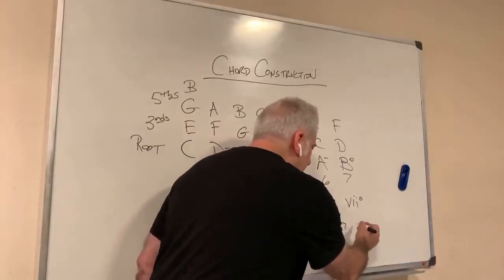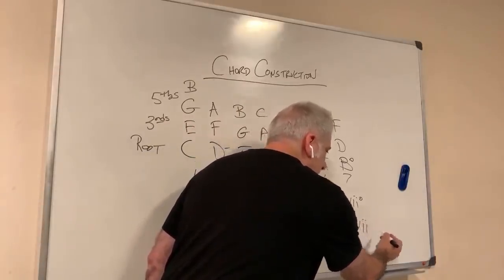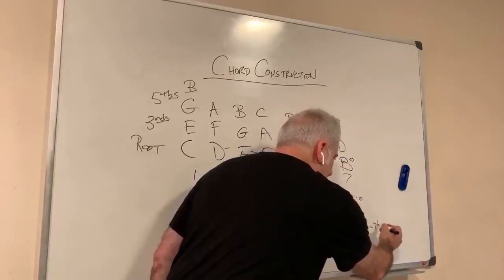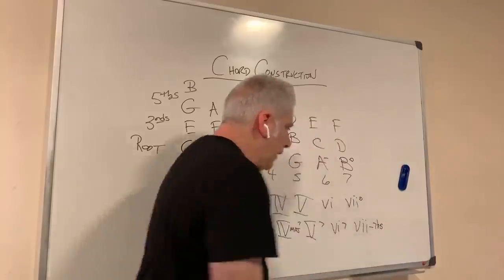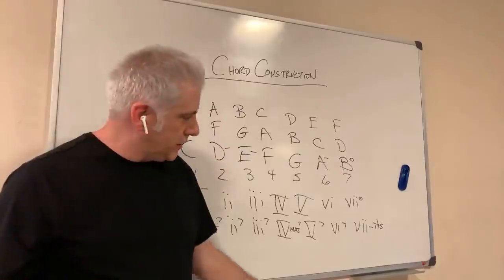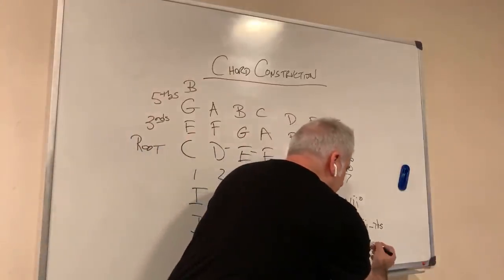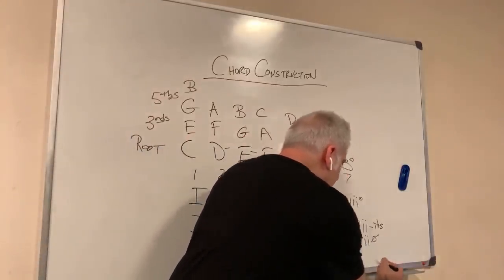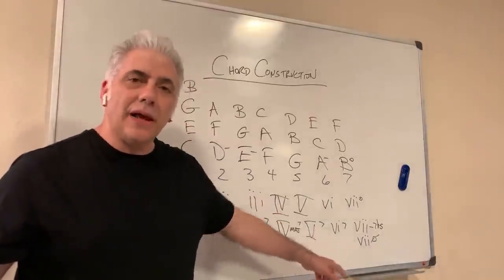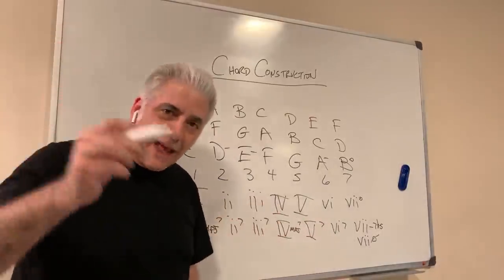6 is minor 7th, and 7th is a minor 7 flat 5. They also call this a half diminished. So you'll see sometimes it'll be written like this. Jazz musicians do that. And it's very common in classical music to have a diminished with a slash through it.